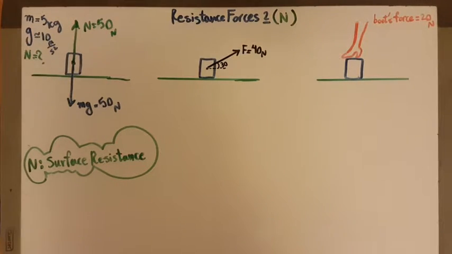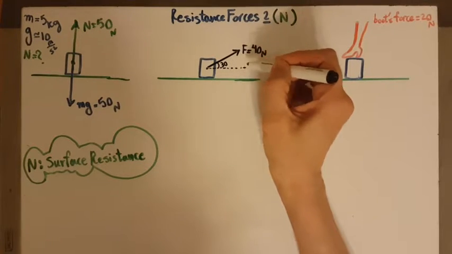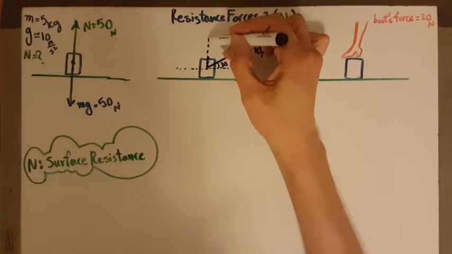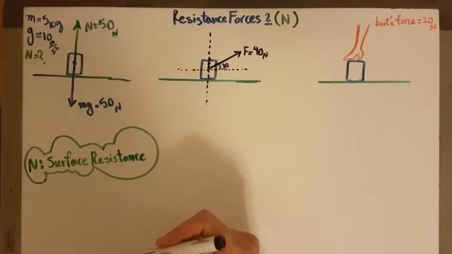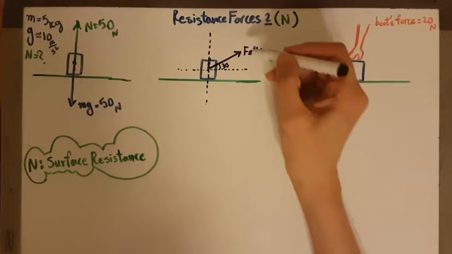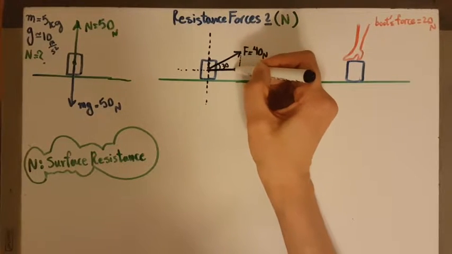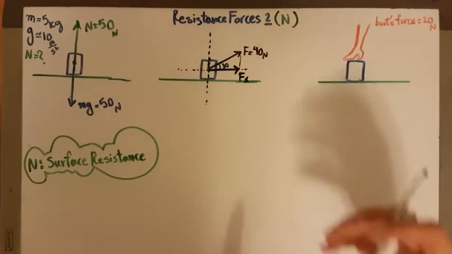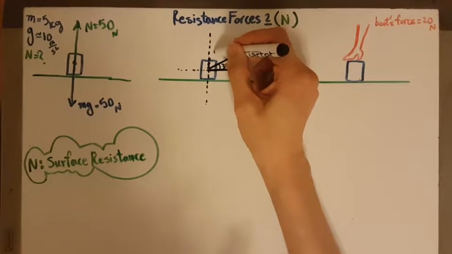Now let's look at this other case. Here I have an F with an angle. I cannot deal with it. I have to divide it into its components as we have learned in our previous videos. First I determine my x and y axis. I draw perpendicular to the x-axis. This is Fx, which is actually pulling it this way, pulling it horizontally, and the other component is Fy.